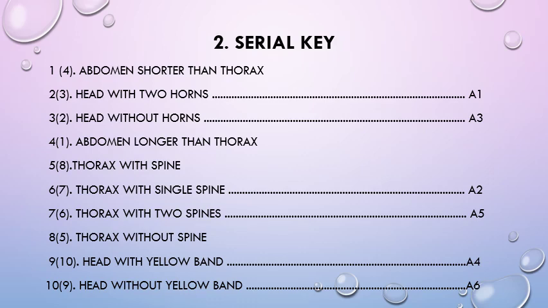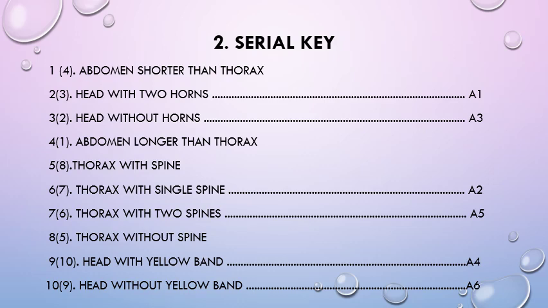So let's read it. Number 1, abdomen shorter than thorax. As you can see, with 1 in brackets 4 is written, it means that we have to move on to number 4. Now see at number 4, in the brackets 1 is written, it means that 1 and 4 link or relate to each other, or it's a first couplet, that is abdomen longer than thorax and abdomen shorter than thorax. Now look at the abdomen shorter than thorax.